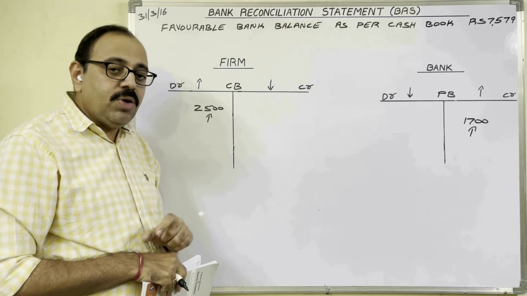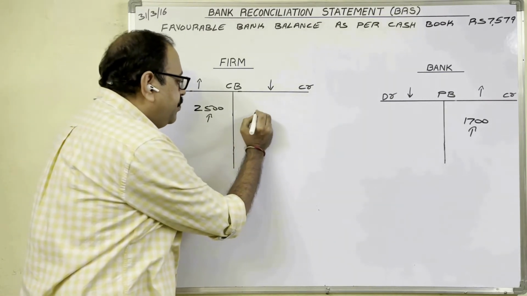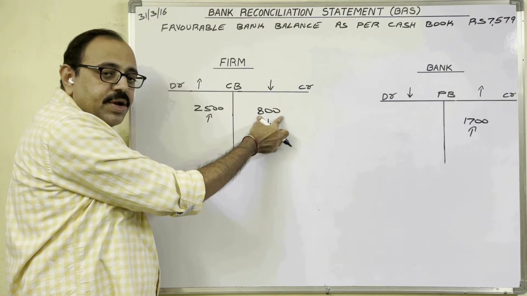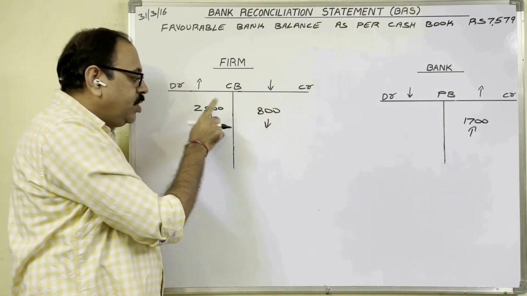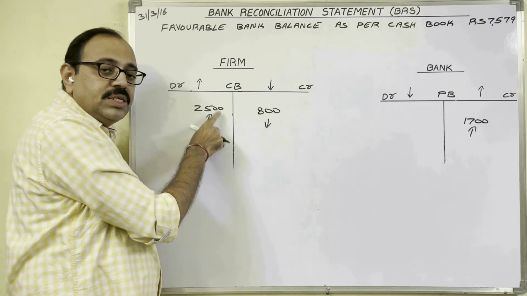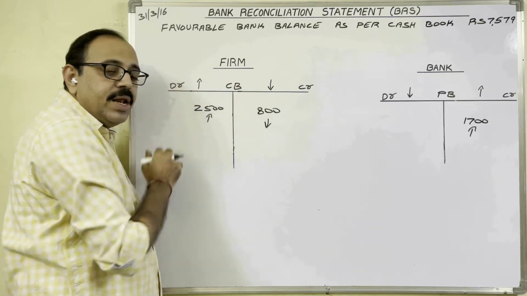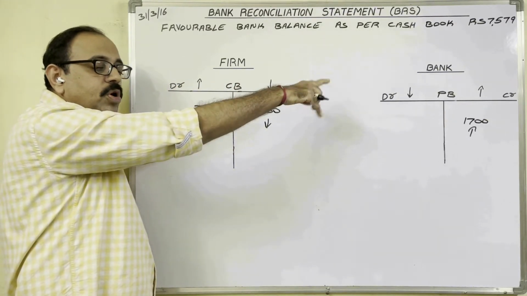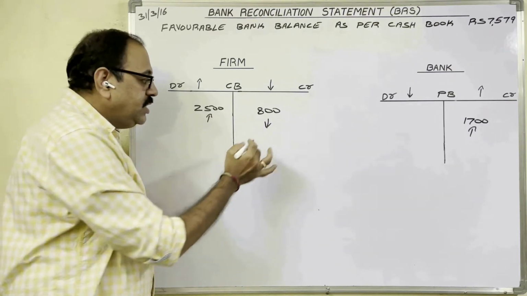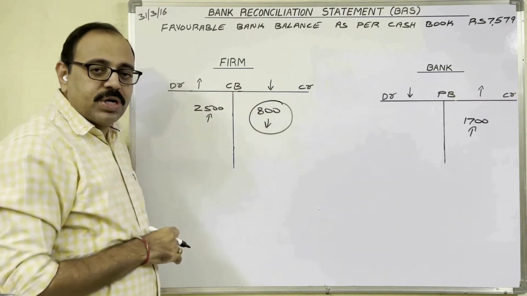800 rupees. Now if you decrease that 800 rupees in the cash book, then in 2500, the 800 and this 800 both will get cancelled. So in 2500, if 800 is cancelled, the remaining amount is 1700. So finally, as per the cash book, 1700 bank balance is increased. As per the passbook also, 1700 bank balance is increased. So finally, our answer is this: 800 we have to decrease in the cash book.